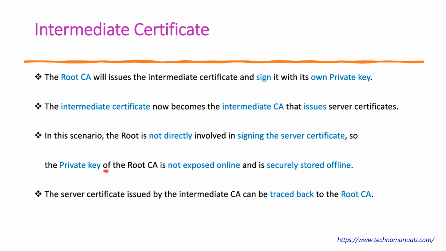So the private key of the root CA is not exposed online and is securely stored offline. That is the reason the root CA issues the intermediate certificate to sign the server certificate, because it should not be exposed to the public. The server certificate issued by the intermediate CA can be traced back to the root CA.